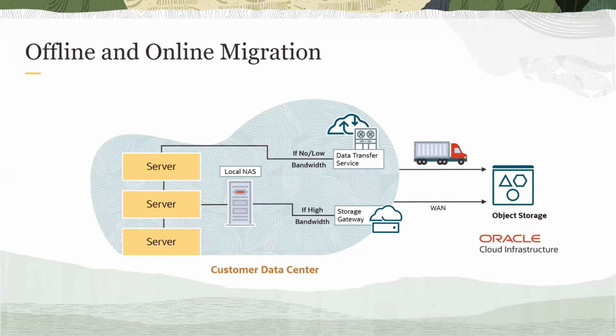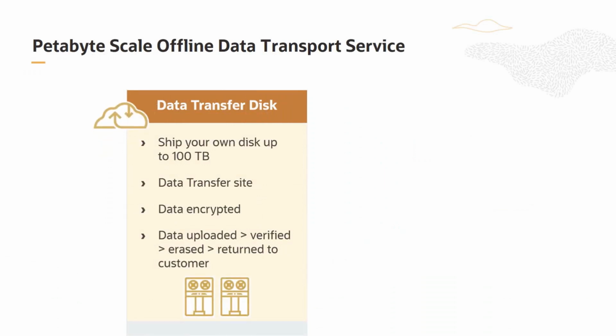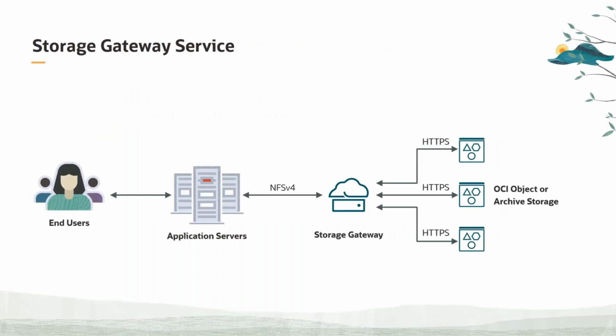If you have low bandwidth, you can use the data transfer service, and if you have high bandwidth, you can go ahead and use the storage gateway. This slide talks about the 2 petabyte scale offline data transport solution, data transfer disk, and data transfer appliance. Next is the storage gateway service. The storage gateway is installed as a Linux Docker instance on one or more hosts in your on-premises data center. The storage gateway is going to expose an NFS mount point that can be mounted to any host that supports an NFS v4 client. And the storage gateway mount point maps to an object storage bucket.